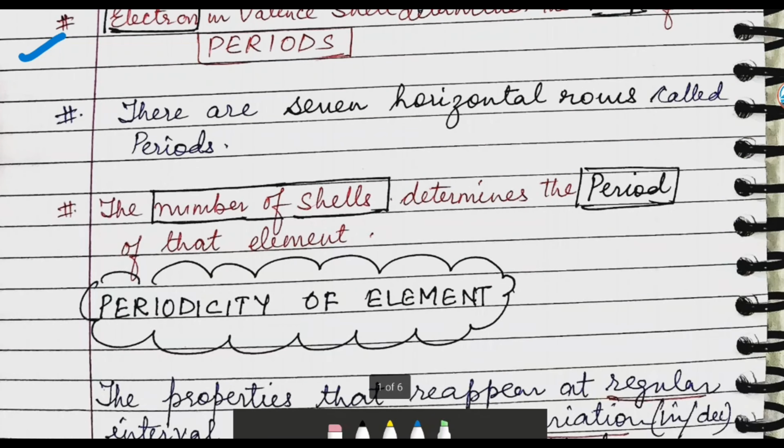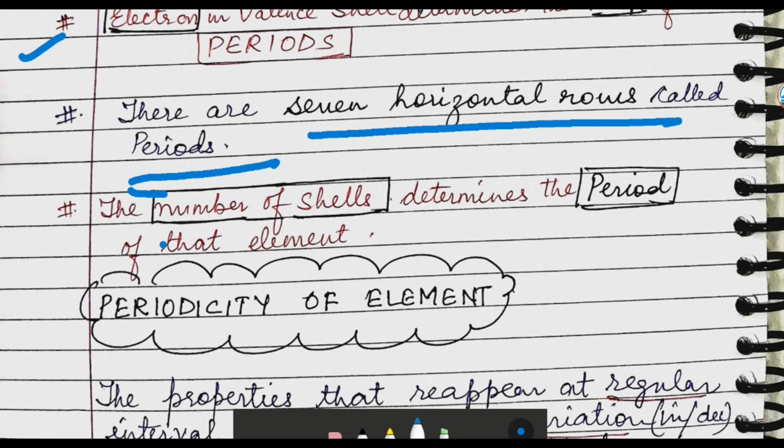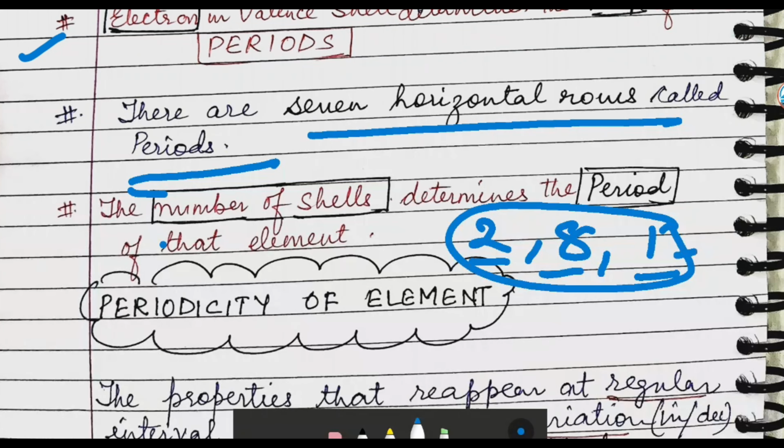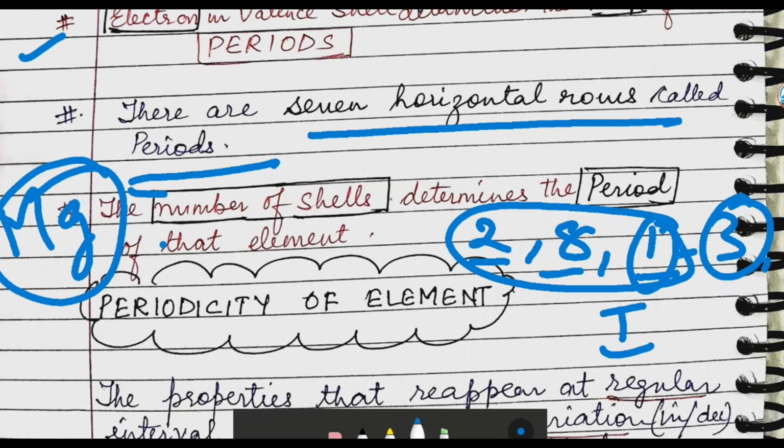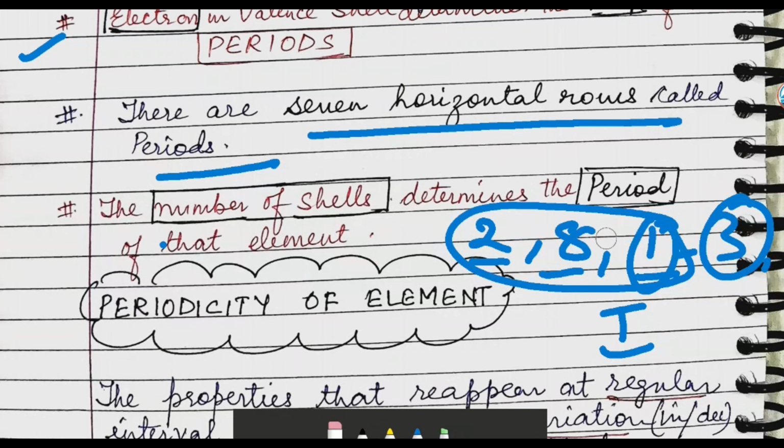Now coming to the periods. This is just the overview; after this we will study the trends. There are 7 horizontal rows which are known as periods. The number of shells determines the period. Just now we saw sodium 2, 8, 1. How many shells are there? 1, 2, 3. So it will be placed in the third period, and the last valence shell has 1, so first group and third period. If in the exam a question comes, with any element XYZ given, identify its group and the period in which it is kept. You can identify it like this.